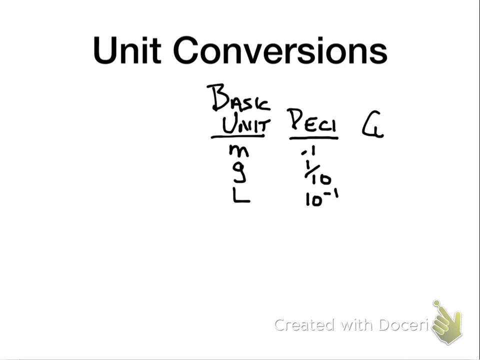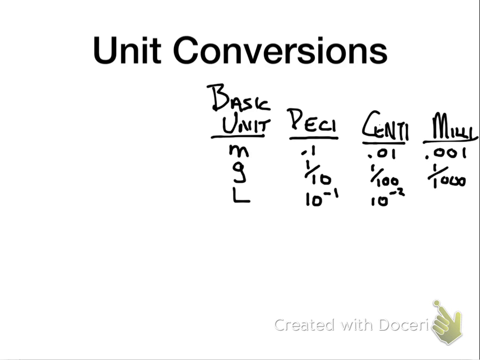And then you go to centi. And centi is 0.01, 1/100th, or 10 to the negative second of the basic unit. And then you would have milli. And milli is 0.001, 1/1000th, or 10 to the negative third of the basic unit.